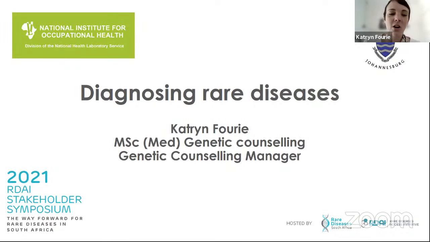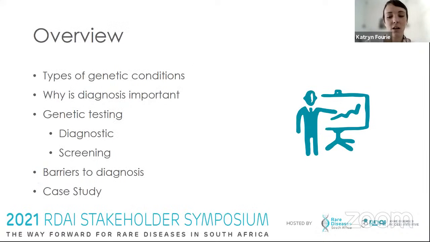Okay, thanks, Kelly. So I'll be talking quickly about diagnosing rare diseases, obviously from a genetic perspective, but as we've heard, the vast majority of rare diseases tend to be genetic. So that's very appropriate. I'll be looking quickly at the types of genetic conditions, why it's important to have a diagnosis, and then look at the various genetic testing, some of the barriers that we find to diagnosing, and then also do a quick case study if we have time.